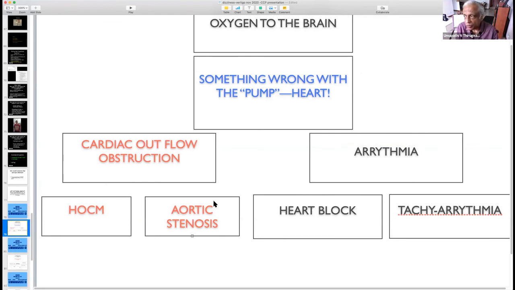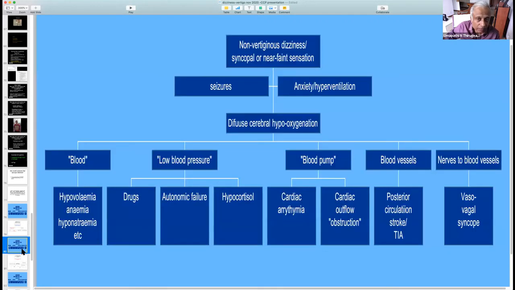They can come and tell you that they feel syncopal every time they exercise. In young patients, when they're exercising or playing games, they suddenly have a fainting spell. They could have HOCM. So think about cardiac causes. Once you've ruled out cardiac causes, the next thing to think about is that something is wrong with the blood itself. The pump is normal, but the blood itself is abnormal.